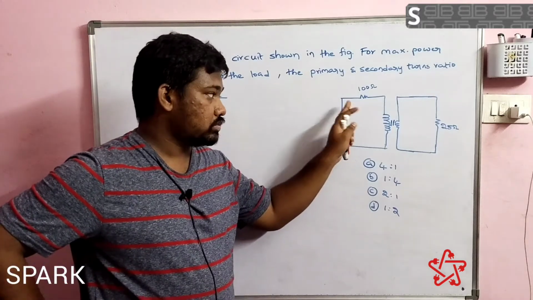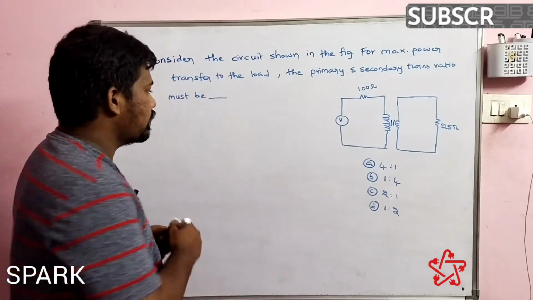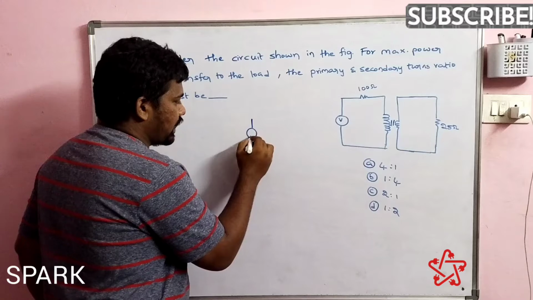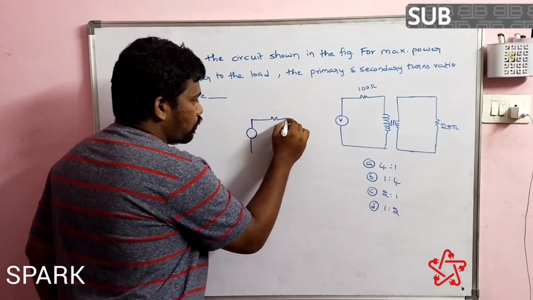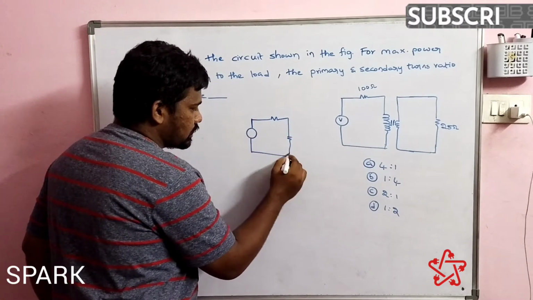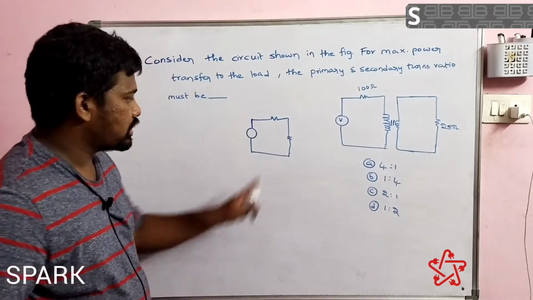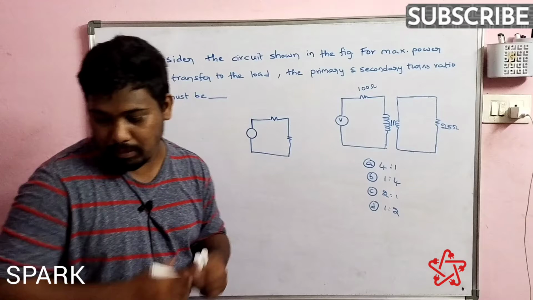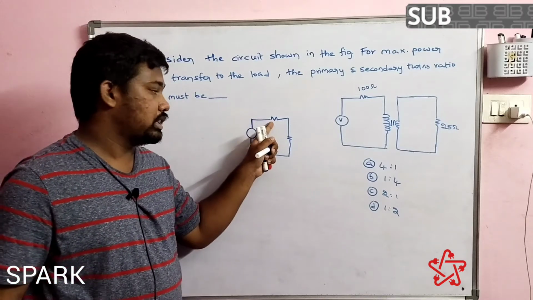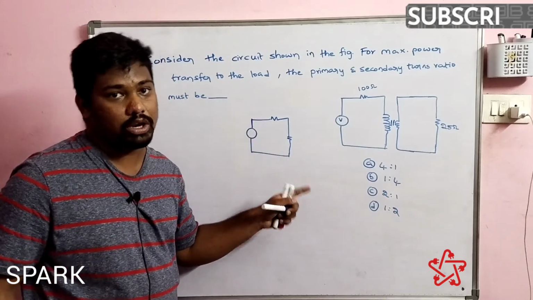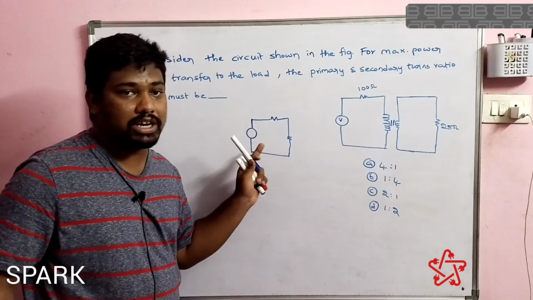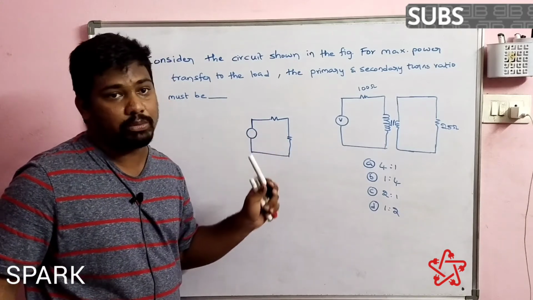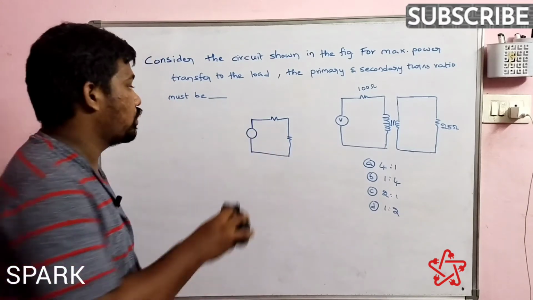Now, generally, for having maximum power transfer, we have a general condition: the Thevenin's resistance must be equal to the load resistance. Generally, we know that, right? Only under this condition will maximum power transfer occur. This is the condition we all know.